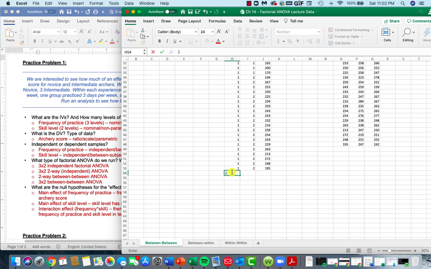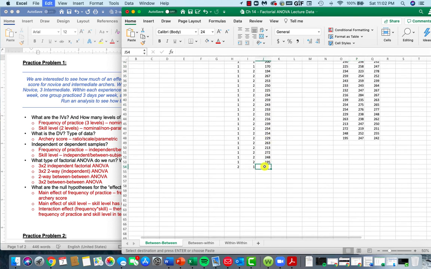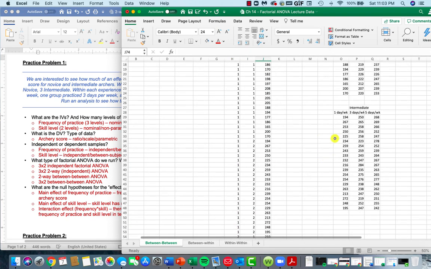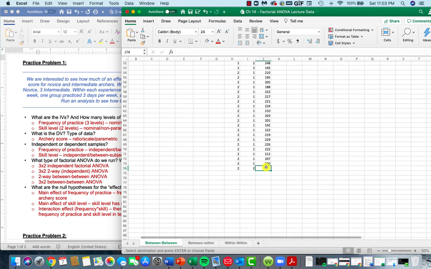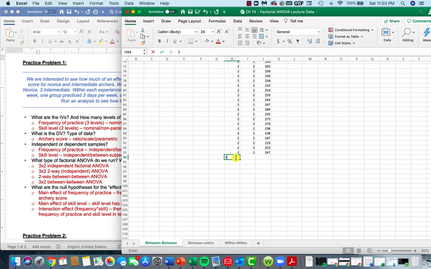So then we say, all right, we have 3 days a week for novice groups. And we're going to use this data. Right, and then copy our labels. And then we'll have 3 days a week intermediates. Hopefully this is making sense. And then again, copy our labels. And then we'll switch to 5 days a week, which is label 3 for novice.